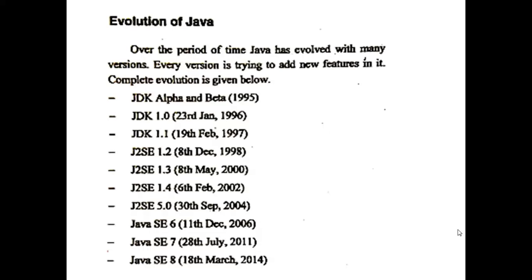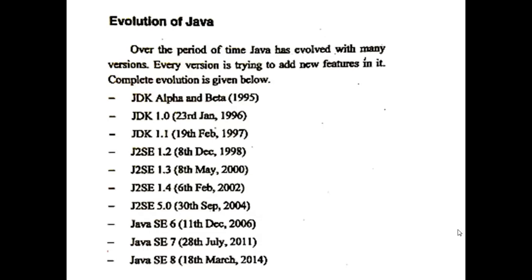First we'll see the evolution of Java. Over the period of time, Java has evolved with many versions. Every version is trying to add new features. We'll see that from 1995 to 2014, different versions of Java have been developed. In every version we have some newly added features. The GUI has changed and many more features are introduced in every version.